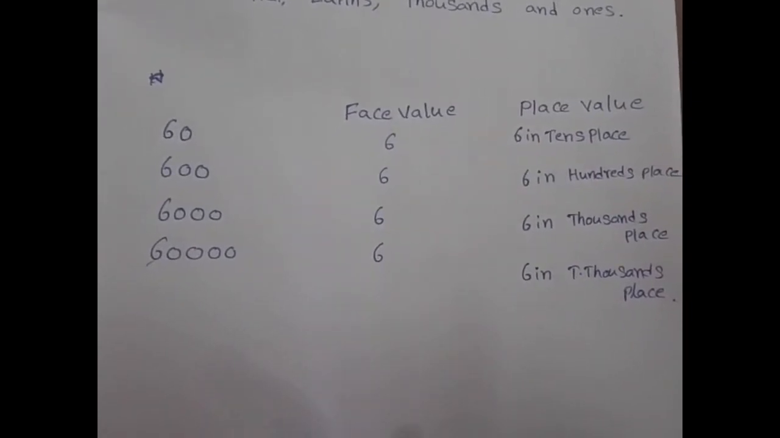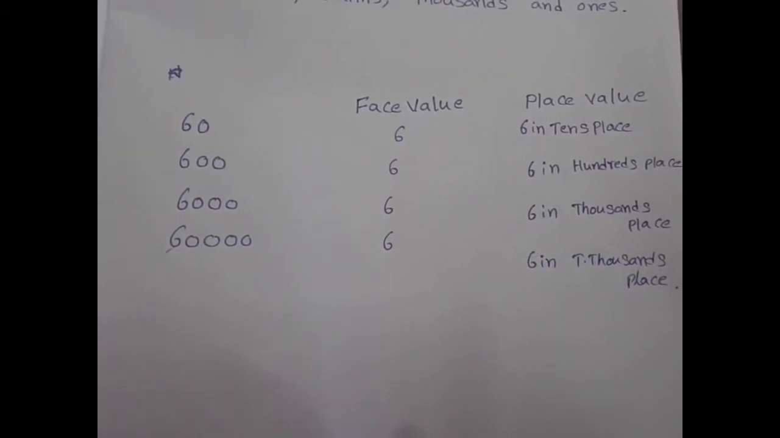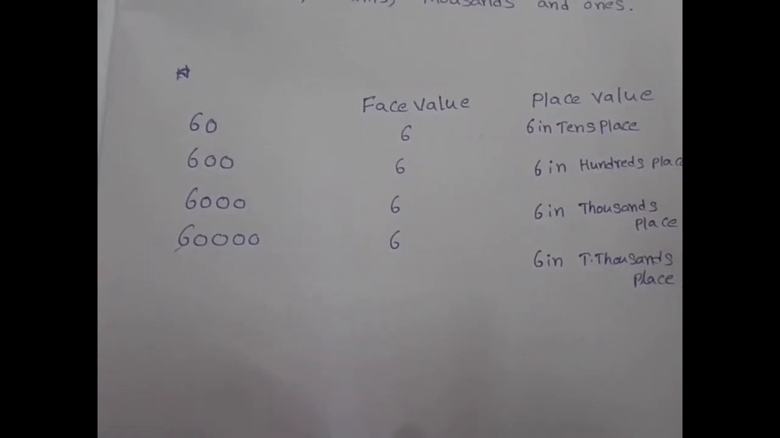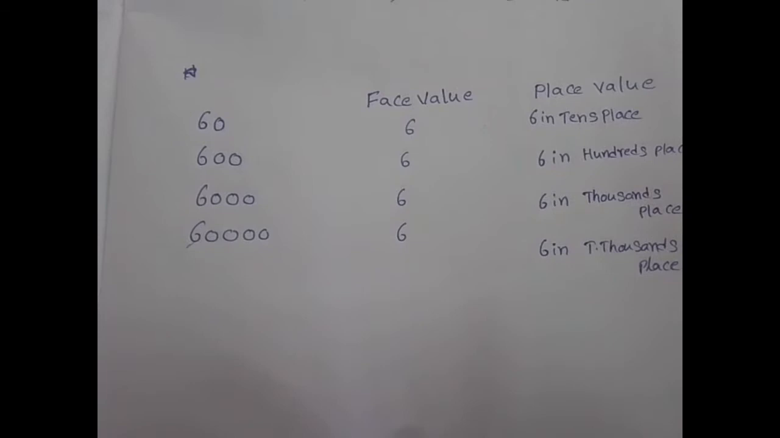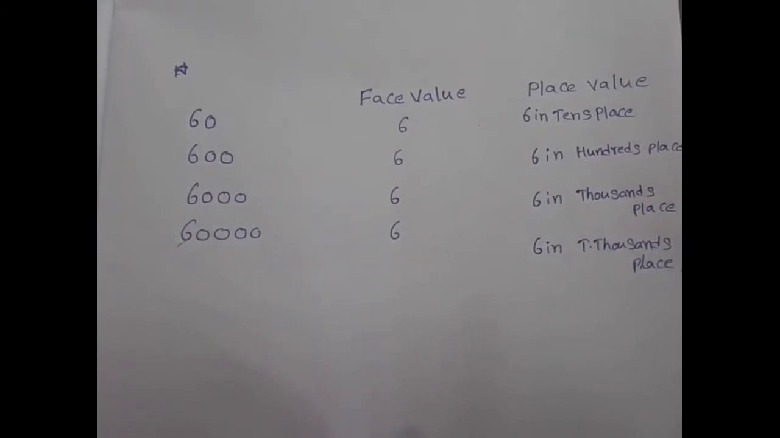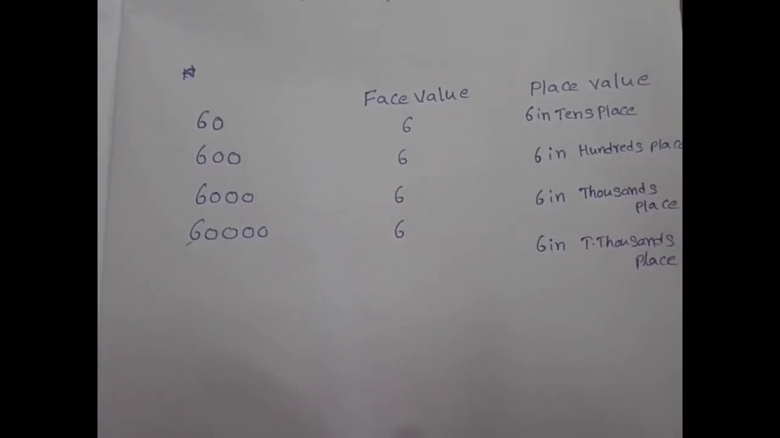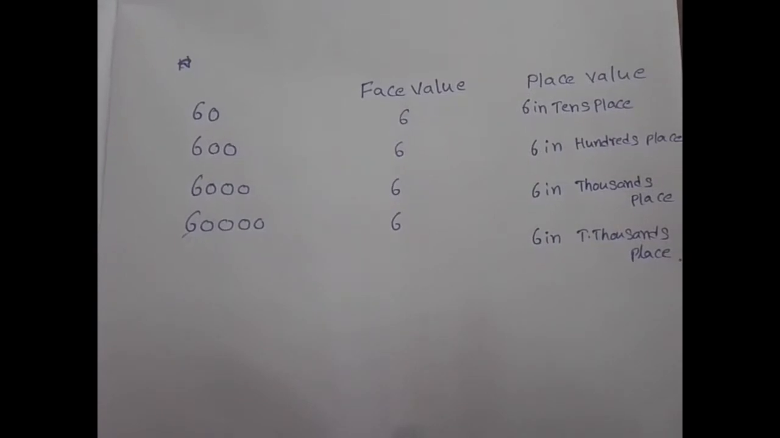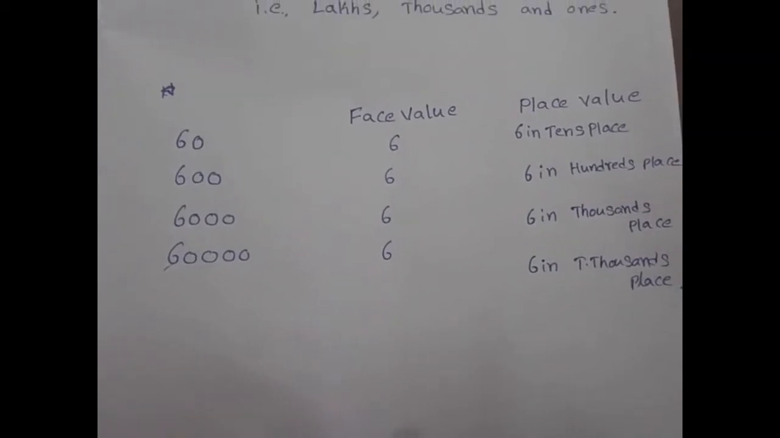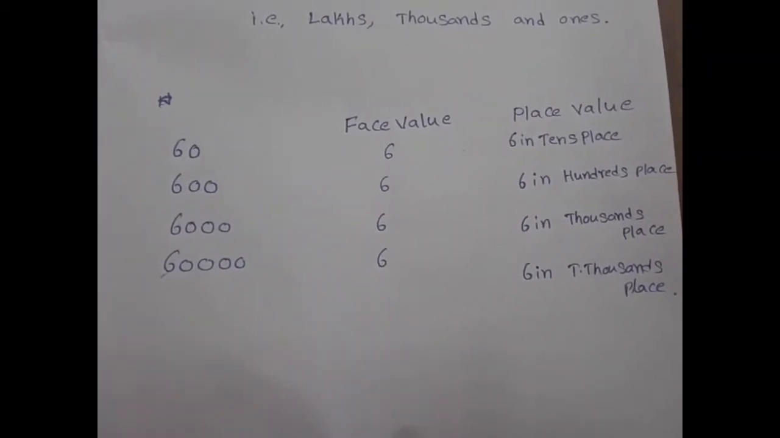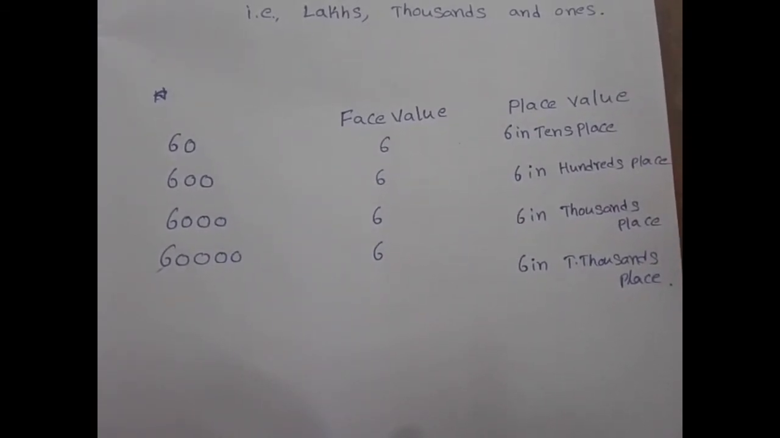Here the example. In number 60, face value of the number is 6. Place value is tens place. In 600, face value is 6, but the place value is hundreds place. Face value in 6,000 is 6. Place value is thousands place. In 60,000, the face value is 6. Place value is ten thousands place.